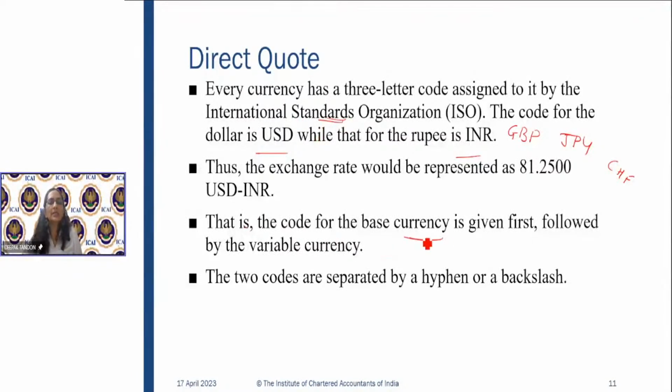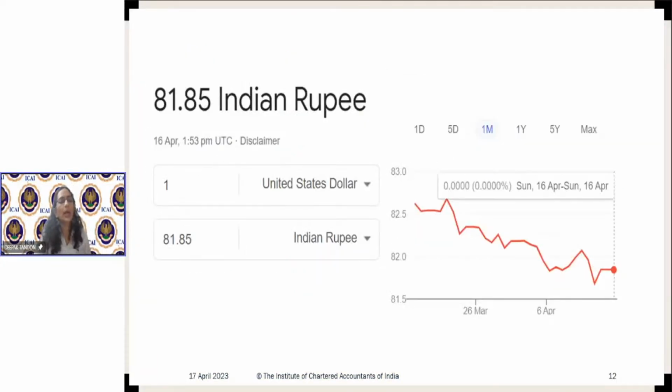And the base currency is given first. So you quote the base currency first and the variable currency other. And you separate them by a slash or like this. This is how you represent it, okay? Direct quote. And this is what I've quoted on 16th of April. You can see here 1 USD equal to 81.85 INR. So this is spot rate.